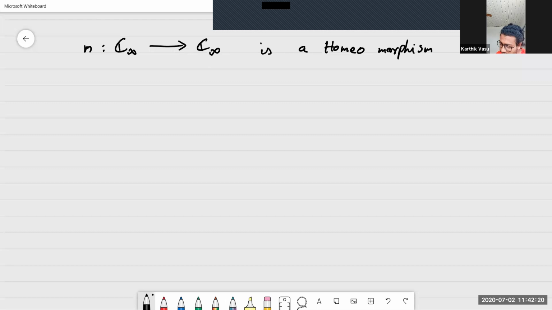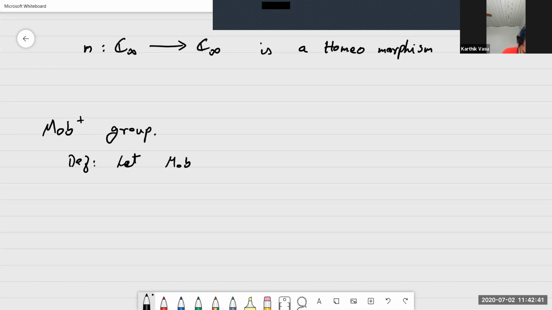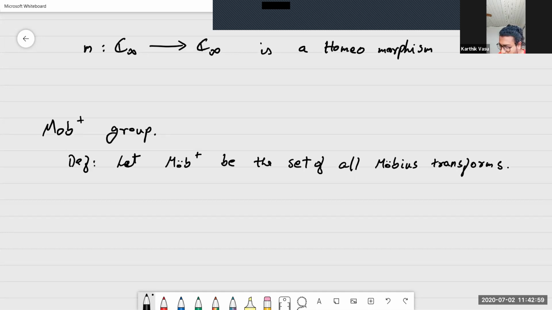Okay, now I will look at the group. So Mob plus will be the set of all Mobius transforms.